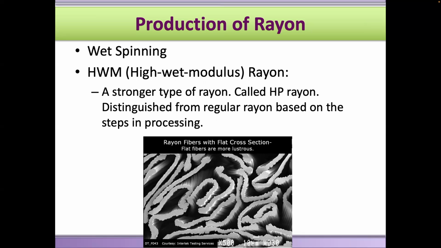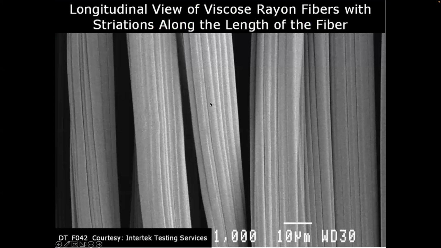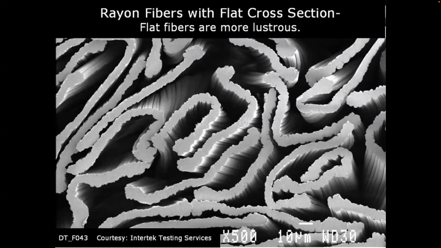Rayon actually has a lot of different versions. There are variations of it that are produced in different ways. So there's viscose rayon, there's modal, there's lyocell. So those are all different kinds. You can have them in a flat cross section. This is the longitudinal view of viscose rayon, and you see those lines on its surface. And that's one of the ways that you can tell if a fiber is rayon. If you look at it under the microscope and you see these lines, it's probably rayon. When it's flat, it reflects light better, so it actually has more of a luster to it.